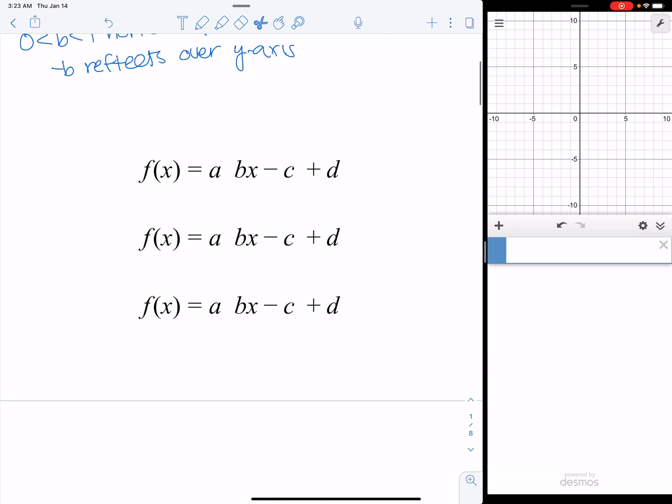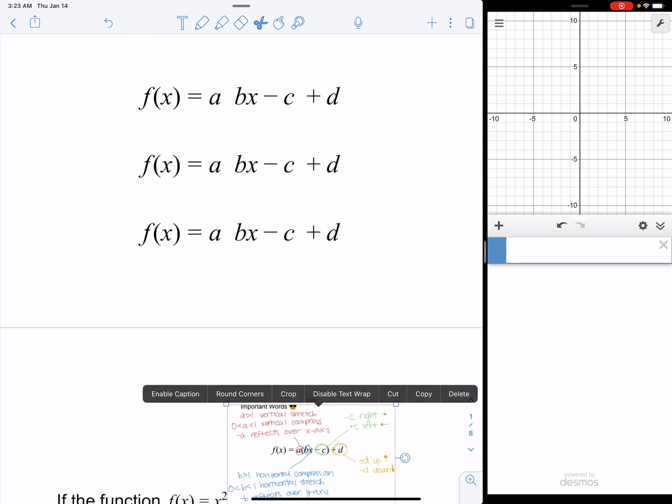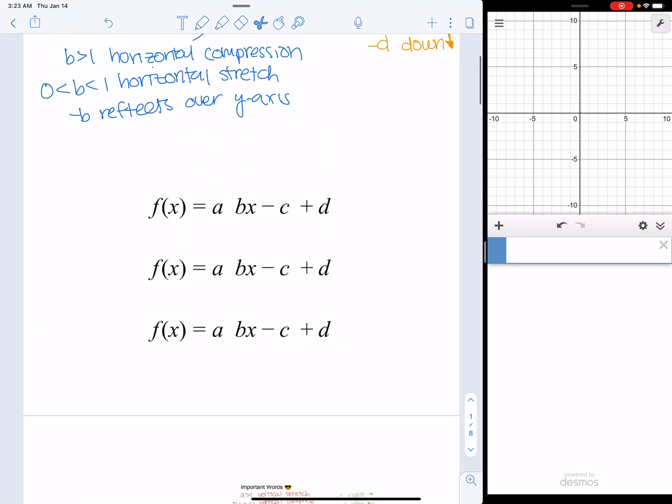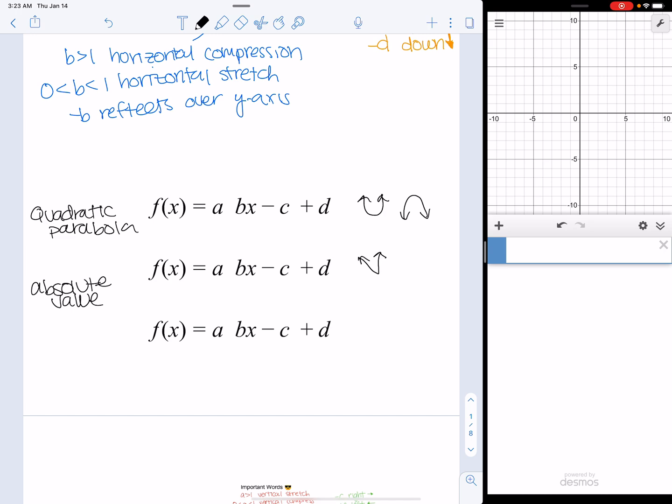Then when we get to the paste image down there, we're going to use 3 different types of equations today. We have quadratic, which is a parabola, which is that U shape. Then we have absolute value, which is a V shape. And then we have square root, which is that shape right there.